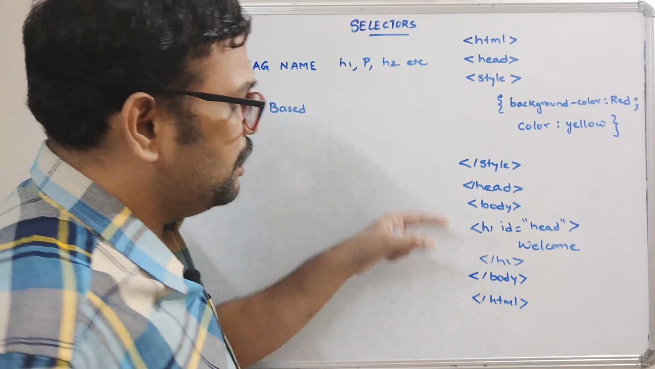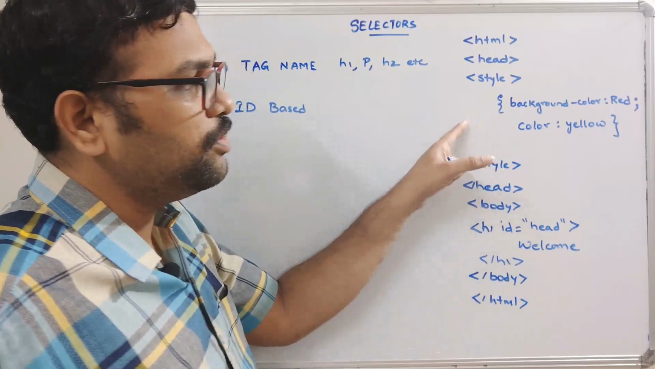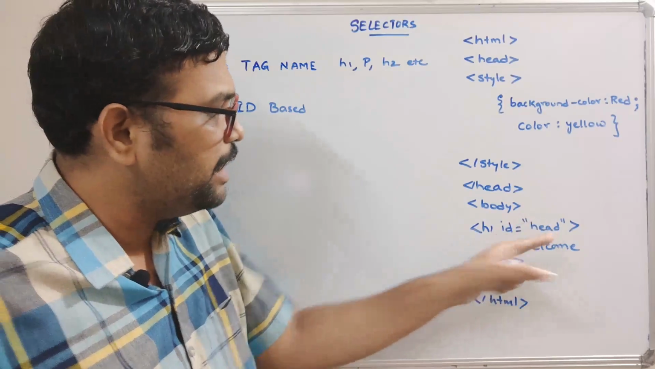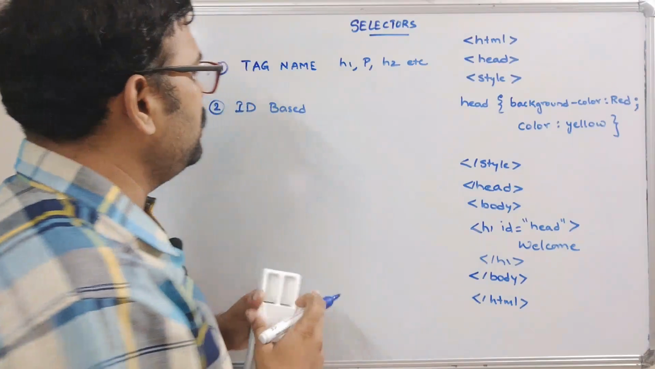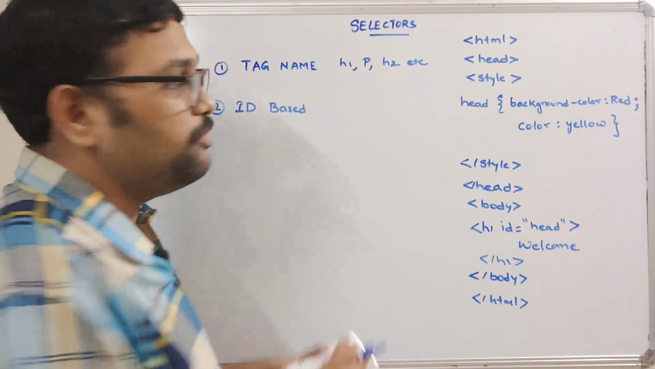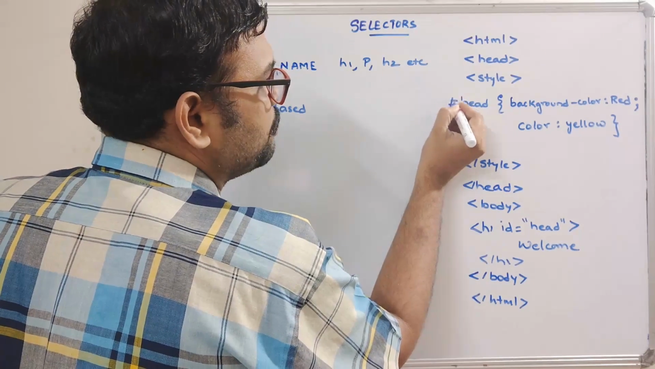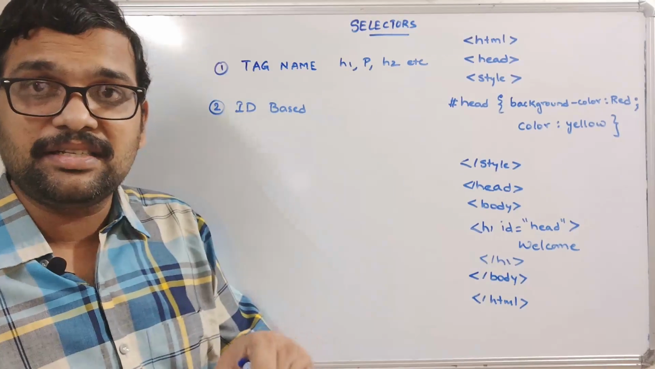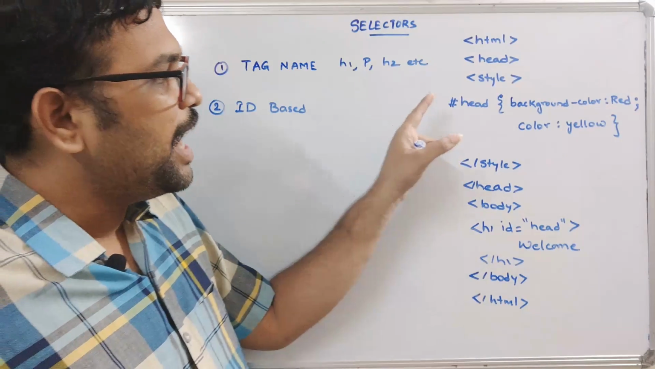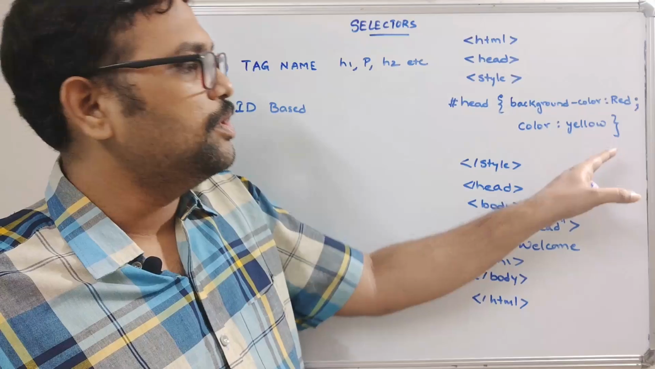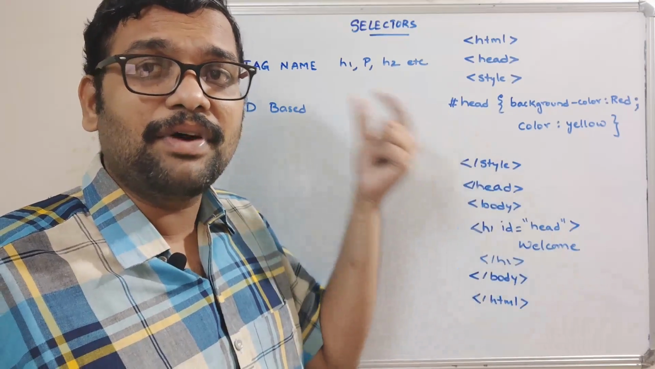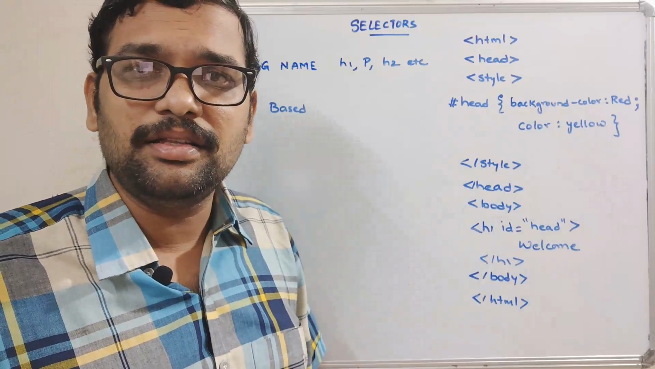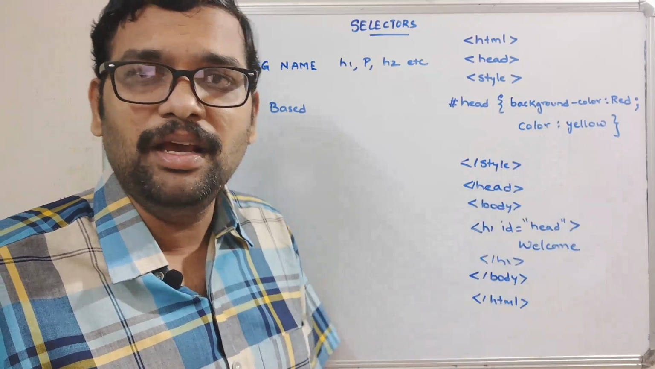Okay, instead of giving the tag name, here we have to give the ID name. Here the ID is head, so here we have to write head. But it is an ID, so we have to specify it with a hash symbol. We have to prefix the IDs with a hash symbol: hash ID so and so. Wherever you have given this ID, for all the content the same text and same style will be applicable.